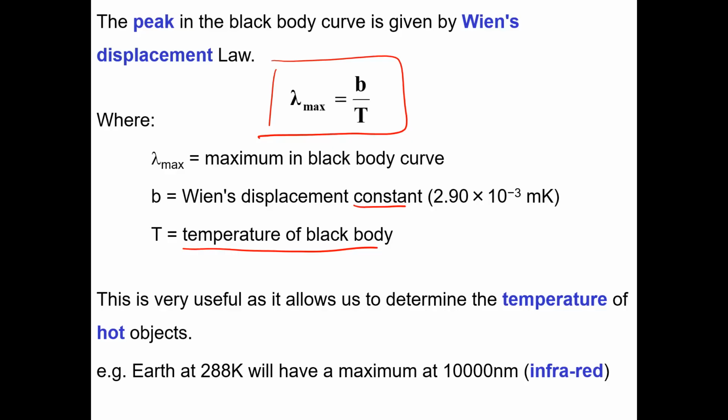It's also how those temperature guns that you might get zapped with when you're feeling a little sick work. They're measuring where the peak in your black body curve is, and you can also use them to measure the temperature of other things as well. For example, we know that this is the average temperature of the Earth, and so as a result, the Earth will be emitting radiation to space in the infrared at around about 10,000 nanometers.